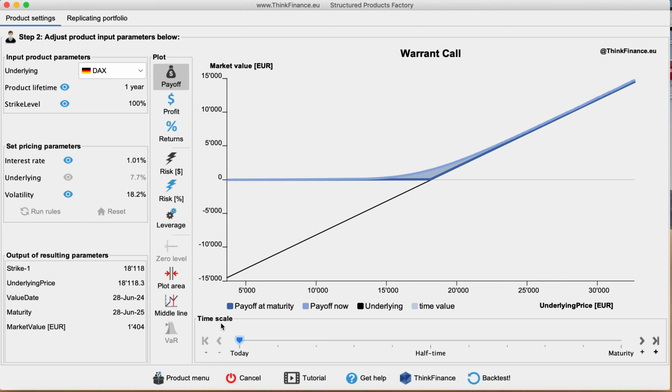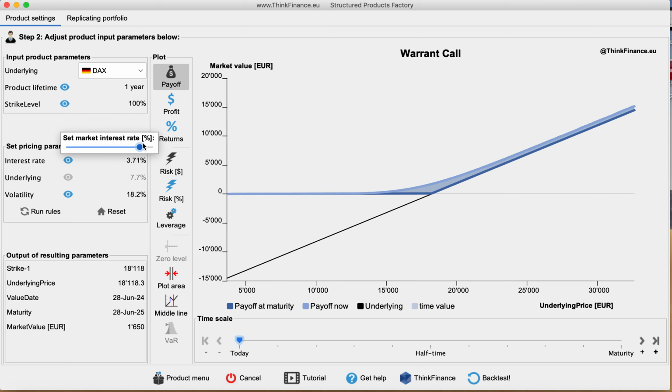Now, generally speaking, the time value of structured products has two subcomponents, the financing component and the opportunity component. The financing component is due to the fact that when interest rates are positive, time is money. And that also means that the time value will change with interest rates. So if I increase interest rates here, the time value increases because with higher interest rates, time is even more money.